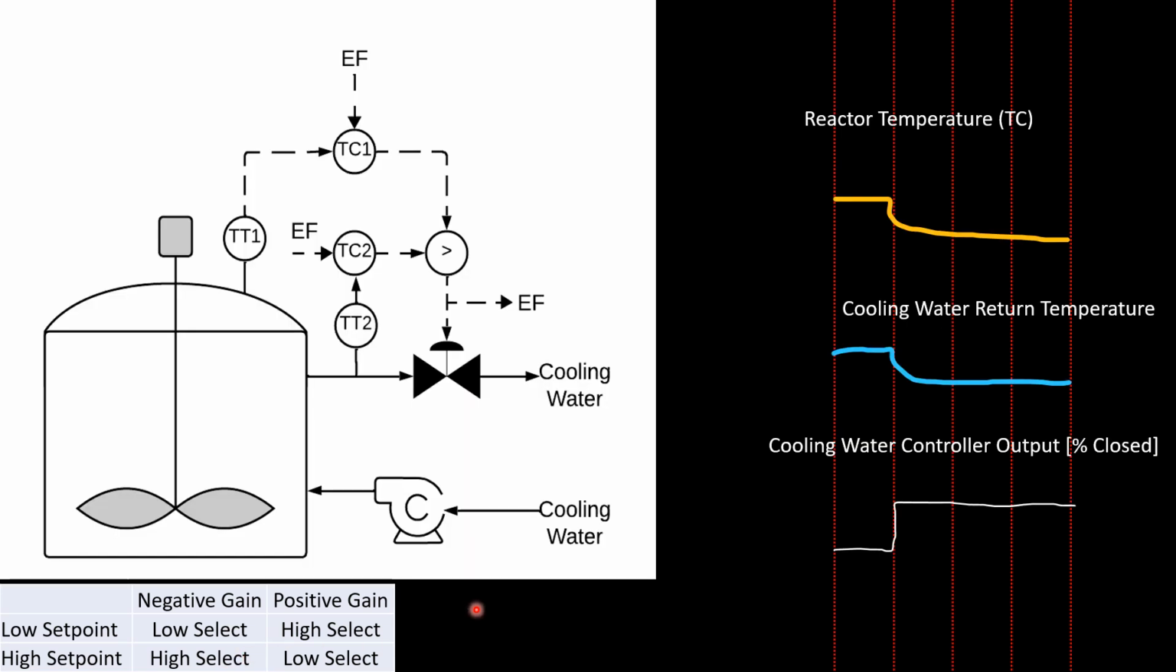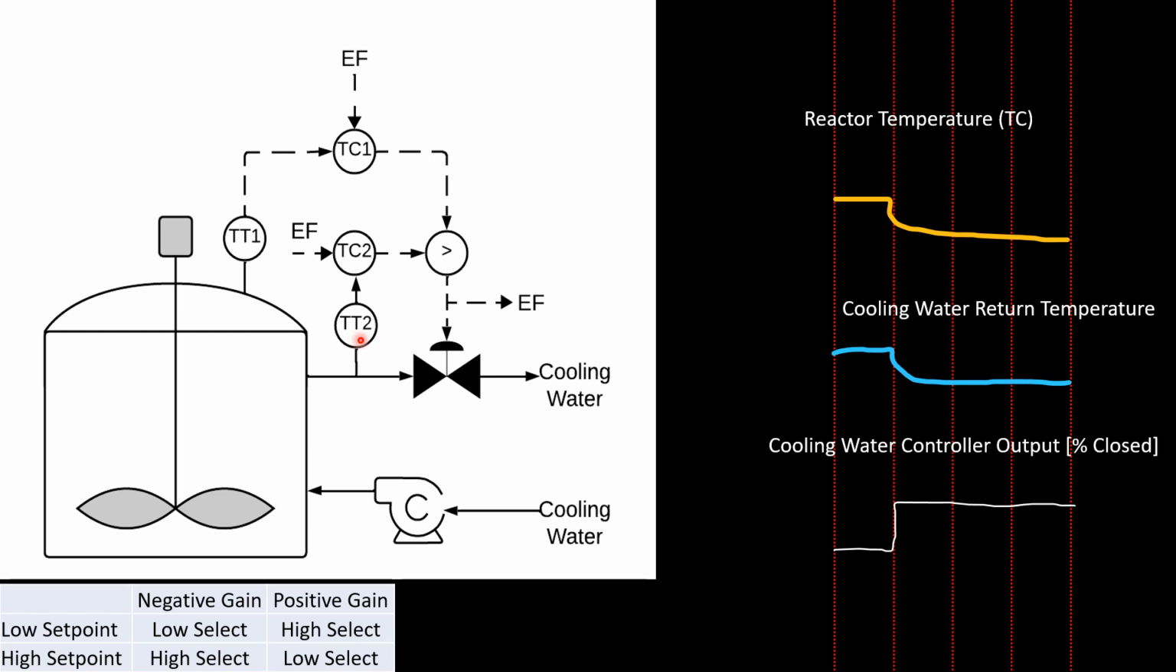Again, going back to our example, we have a reactor with cooling water going in, and TT2 is the cooling water return temperature sensor that is sensing, hey, what's the temperature of this cooling water coming out of the reactor jacket.